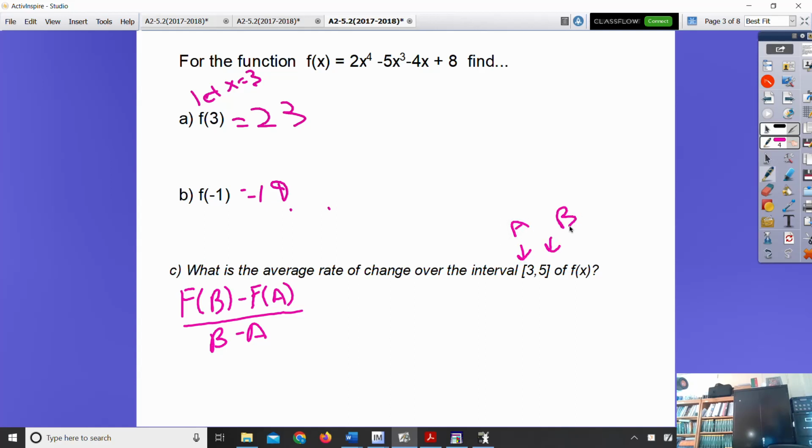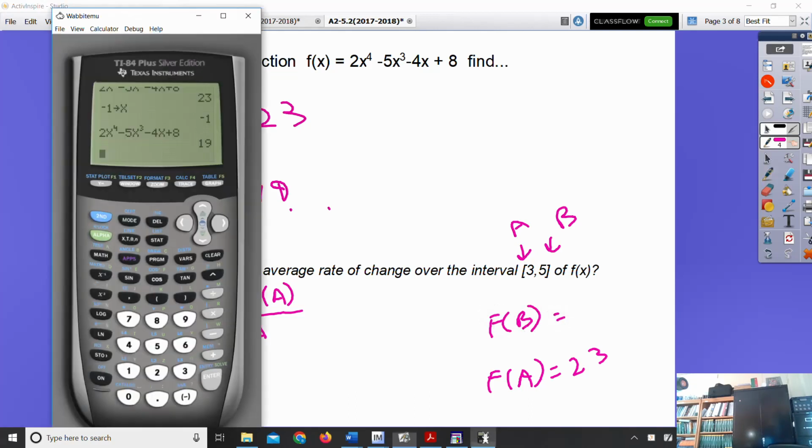There's a, there's b. Now, I think we already found f of a, didn't we? Yes, we sure did. All right, we already know part of this. We know that f of a is 23. We just need to find f of b. And we find f of b by letting x be what? 5. So x is 5. Up, up, up, up. Enter, enter. 613.